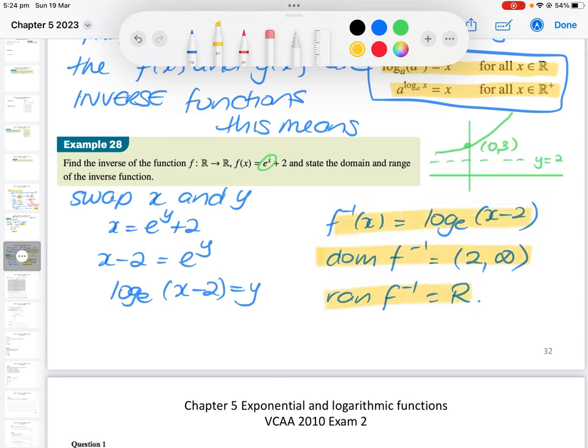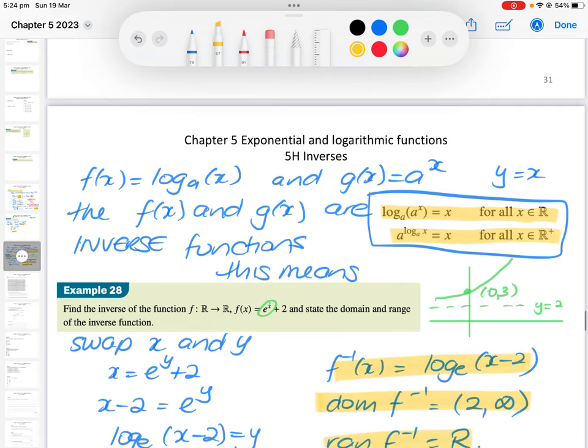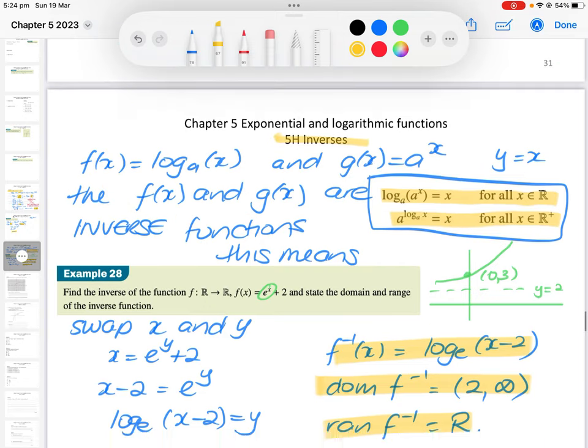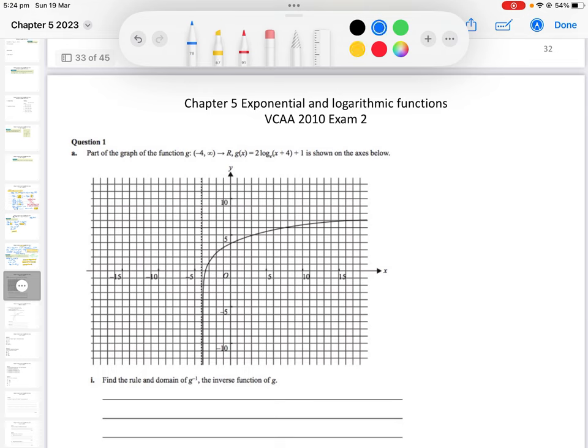So you need to just practice some of those by doing exercise 5H. Now I'm going to work through some of these. I won't work through all the questions. It's just some of the exam questions are more useful than others. What I'd like you to do is have a go at them yourself. Stop the video, see how you go.